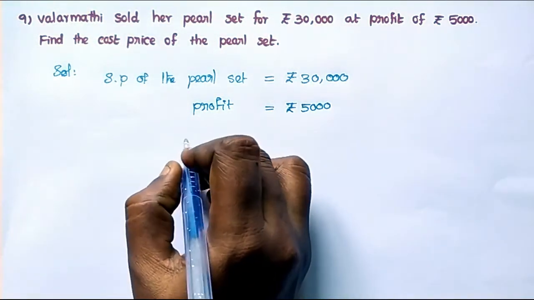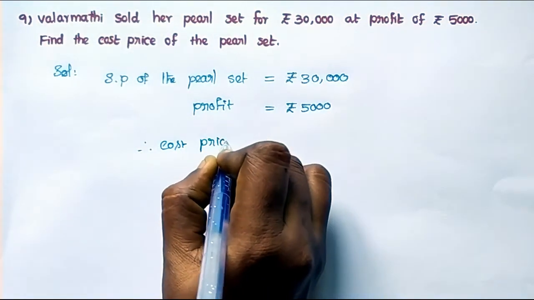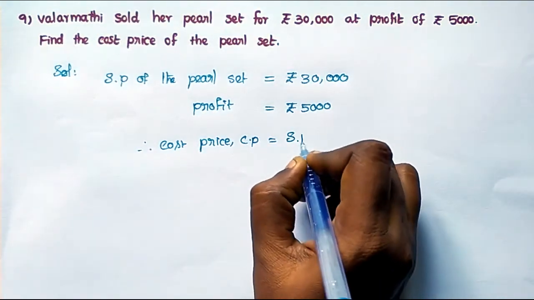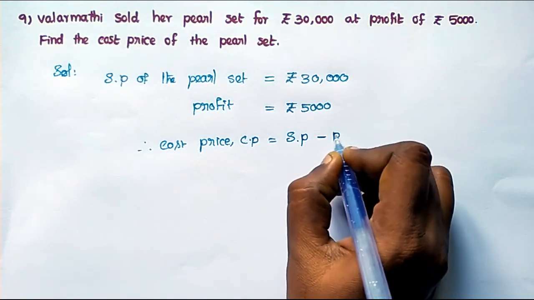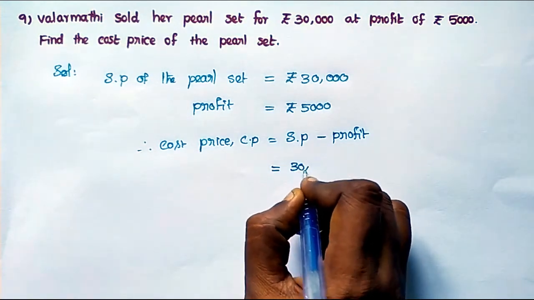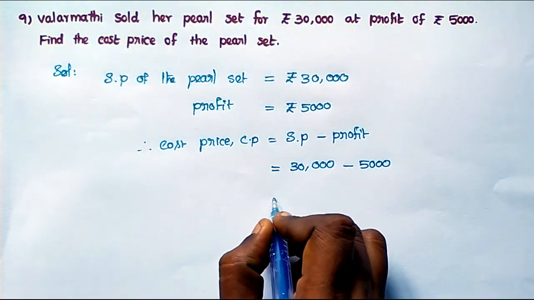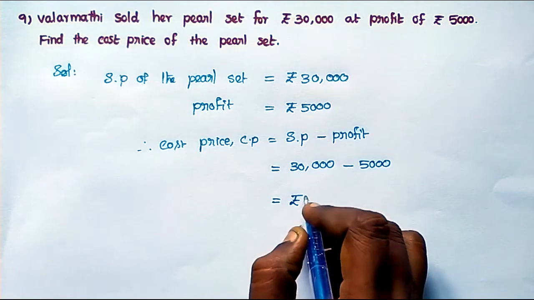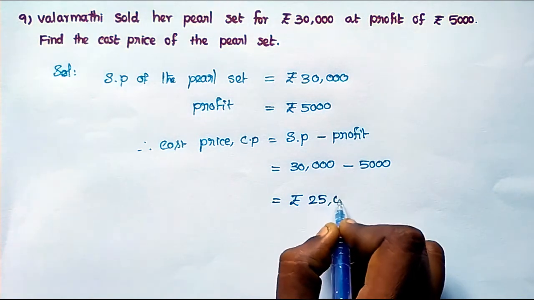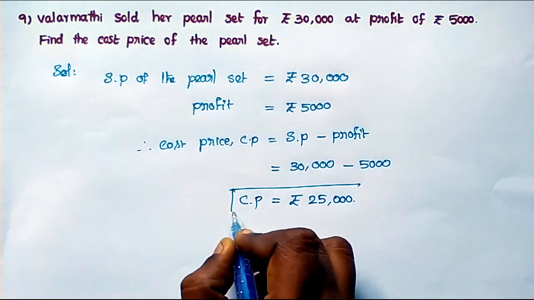So what is the cost price? Cost price CP equal to selling price minus profit, that is the formula. So 30,000 minus profit 5,000. So he get the cost price of the pearl set is 25,000. That is the answer.